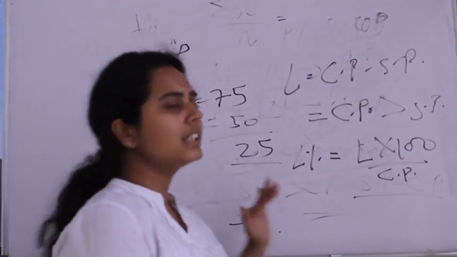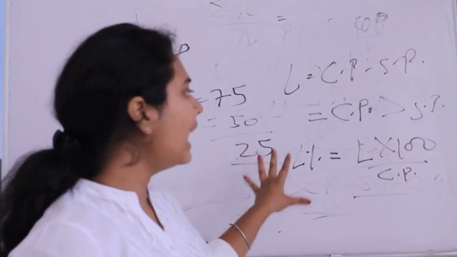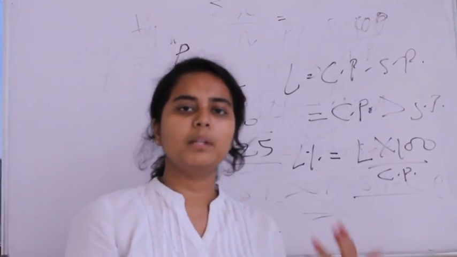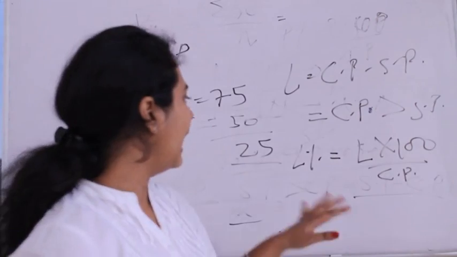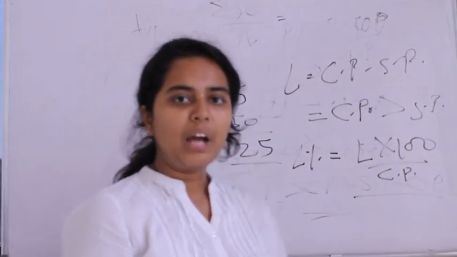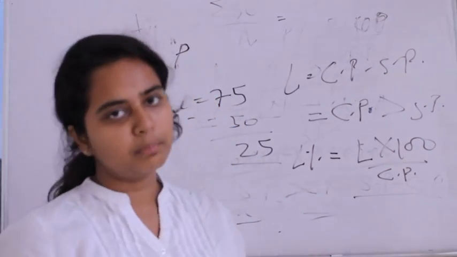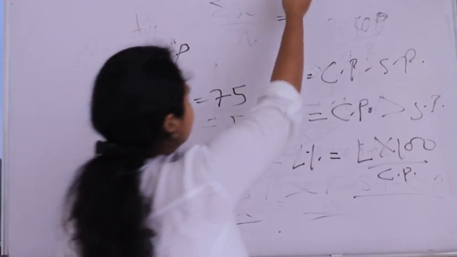In profit, loss and discount questions, it is generally seen that they don't just ask you to calculate the profit or the loss. Rather, they give you a combined question in which you have to calculate the profit and loss along with the profit percent or loss percent. So these are the formulas. I will write the formulas separately.